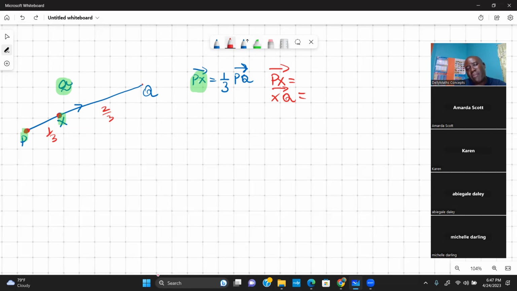Look now, if they label everything and you have P to Q is a, that means PX is 1/3 of a, true or false? From P to X, wouldn't that be 1/3 of a? Because everything is a, and P to X is 1/3 of the entire journey. So it's 1/3 of a. And then X to Q is 2/3 of a. Check it out.